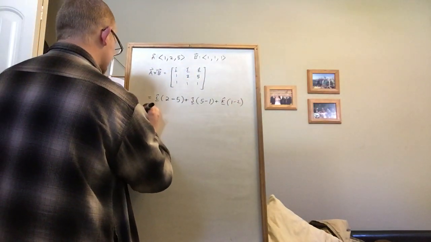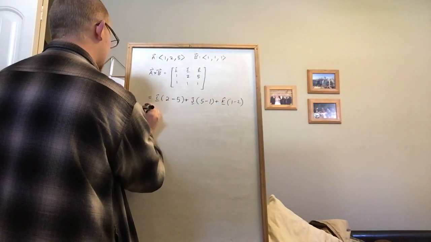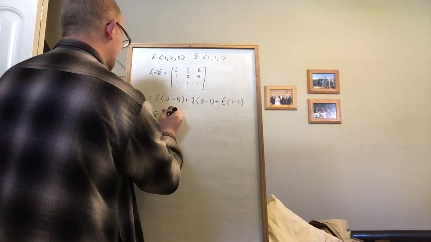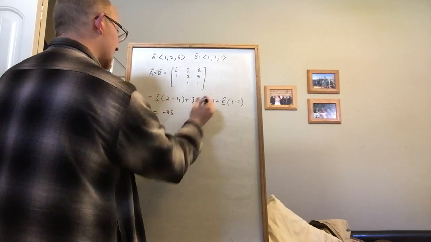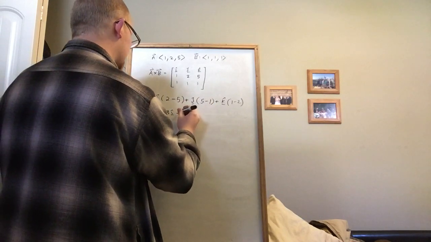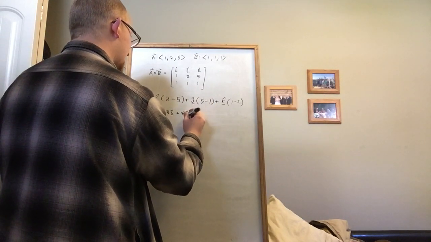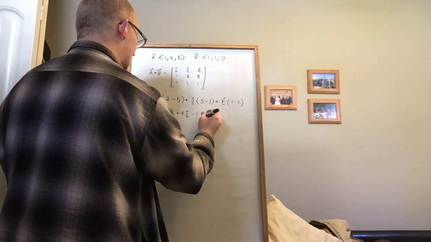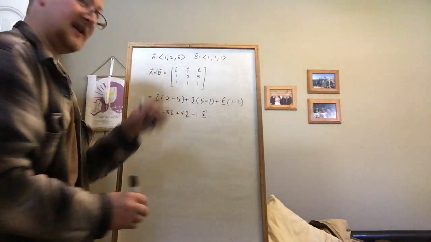And so what we end up with is that A cross B equals negative 3I plus 4J minus 1K. And so this is going to take a lot of practice.